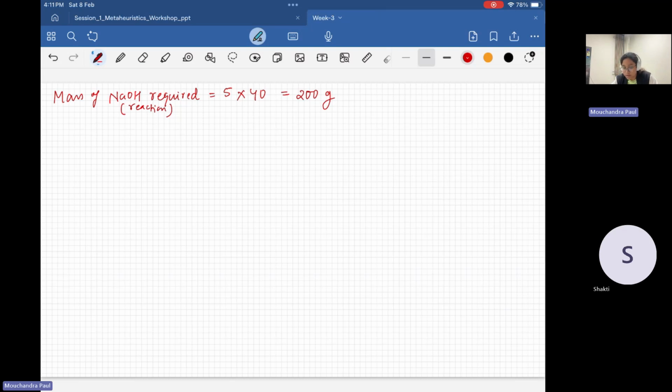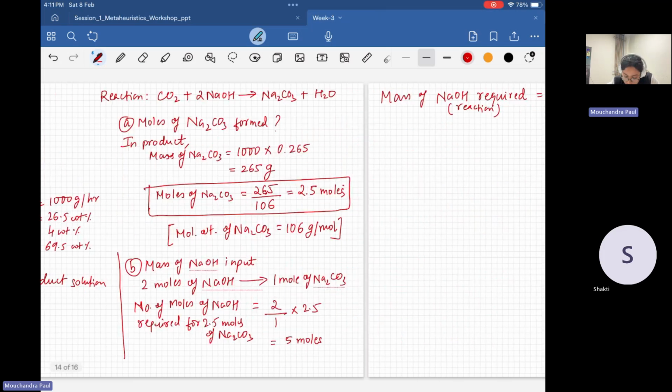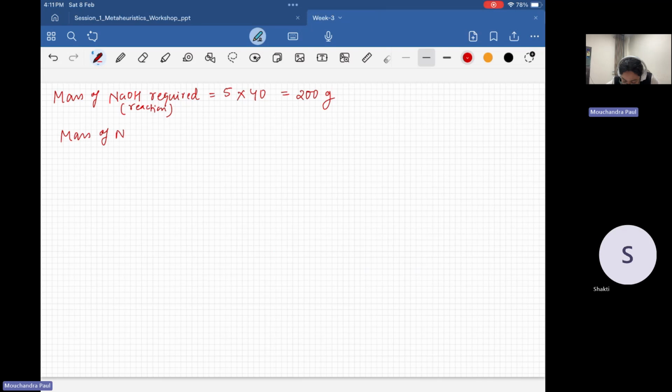Okay, and in the product stream we see NaOH, some NaOH is coming out. So mass of NaOH in product will be 1000 into 4%, that is 0.04, that is 40 grams. So we know input is equal to output, but here the reaction is also happening. Then how is this equation changed?